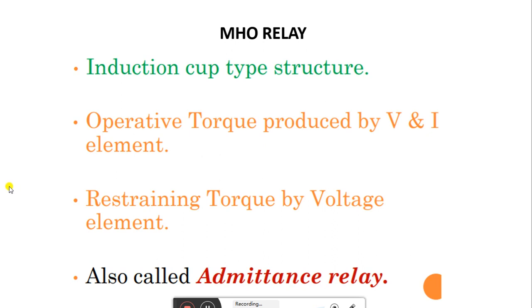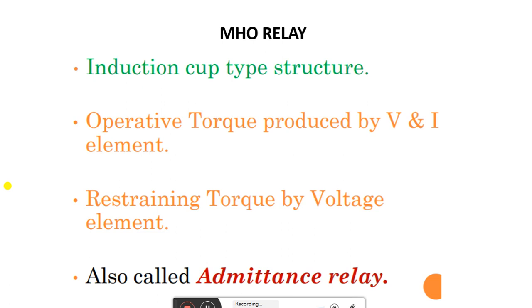Dear students, today in this class we will discuss the MHO relay. This is also a type of distance relay. Already we have discussed the distance protection system, where the first one was the impedance relay, the second was the reactance relay, and this is the third one, which is called the MHO relay, or also called the admittance relay.